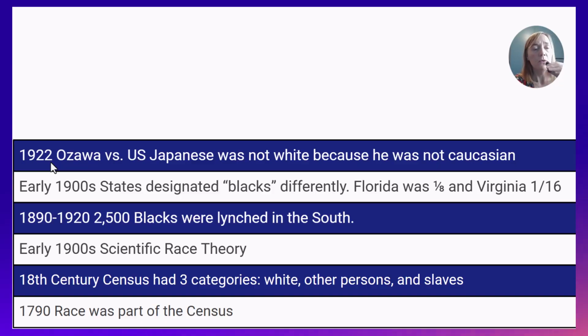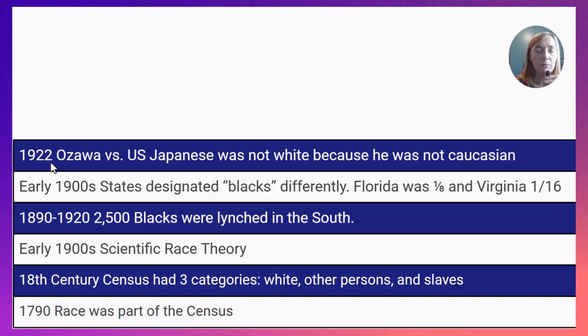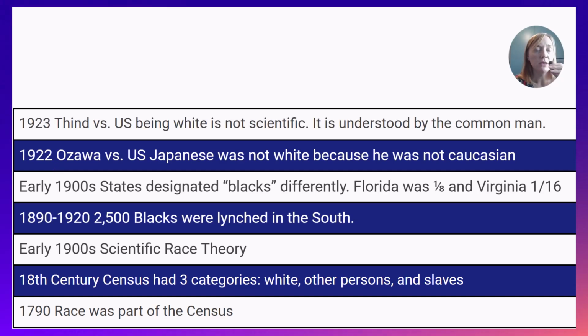All right, moving on. In 1922, just to preface this, at this point in time, if you wanted to become a naturalized citizen of the United States of America, you had to be defined as white. So in 1922, Ozawa was a Japanese man who was trying to become a naturalized citizen. However, the Supreme Court said, I'm sorry, you are not white because you are not Caucasian, so you cannot be a U.S. citizen. Shortly after that, in 1923, an Indian man with the last name Thind made the argument that he did qualify as a Caucasian and therefore he could become a naturalized citizen.